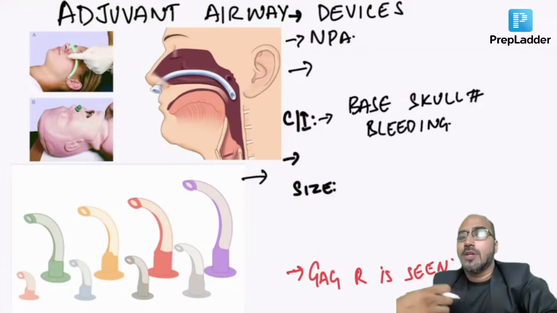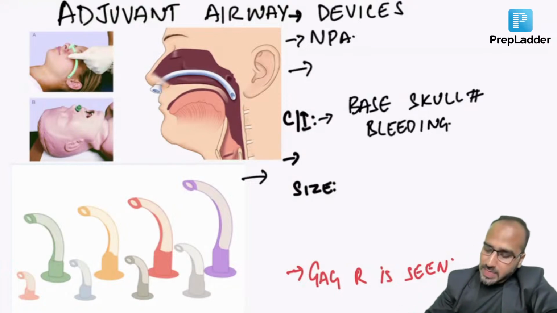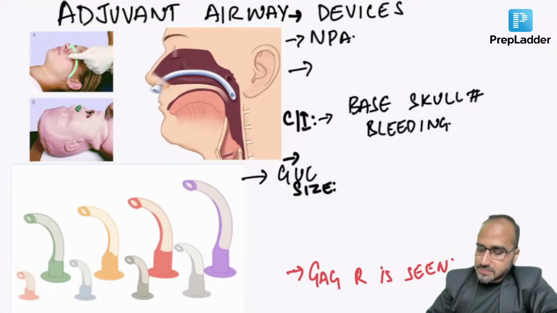place a Goodell's airway in order to give oxygen to the patient. If you are placing Goodell's airway, gag reflex can be seen. But with NPA, there is no gag reflex. Okay. Next is Goodell's airway.